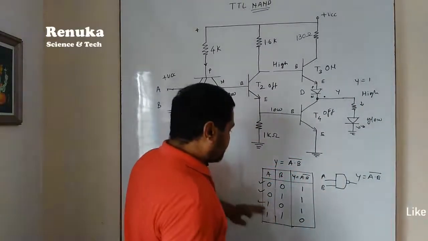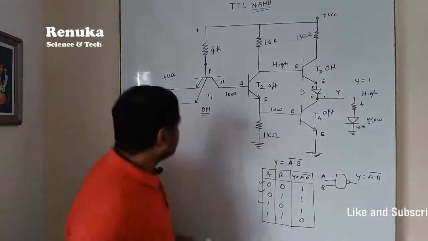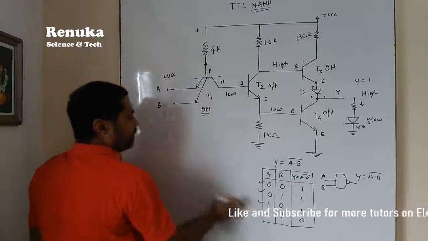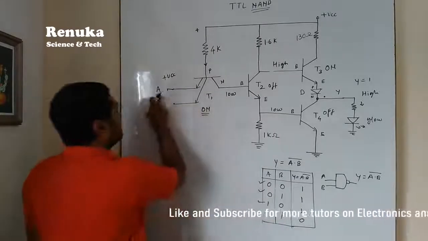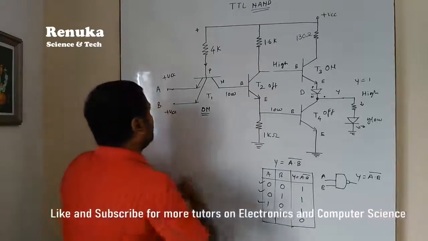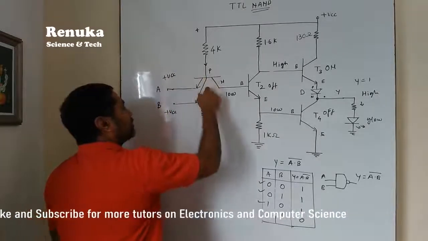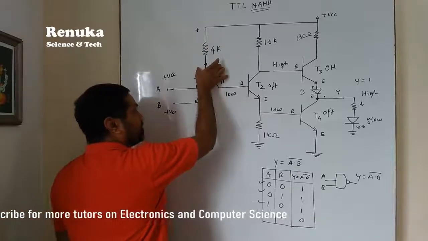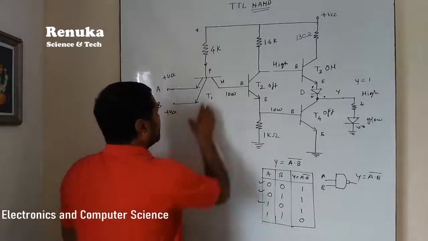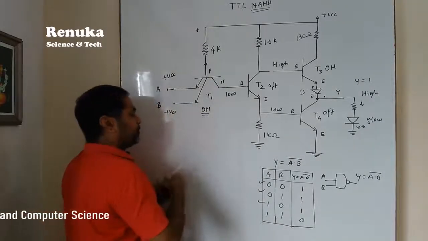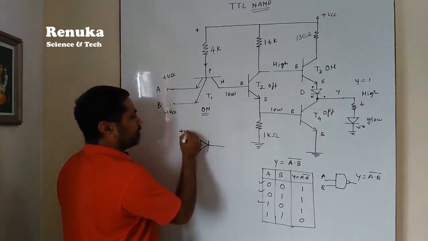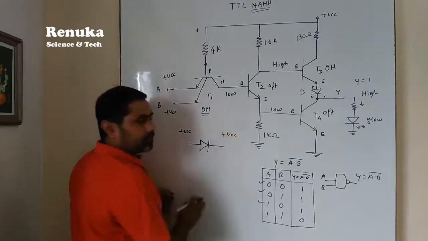Now for the last condition, let us see. In the last condition, both the inputs are connected to logic 1. That means A is connected to plus VCC and B is also connected to plus VCC. In this case, for both the diodes, their P type is connected to plus VCC and their N type is also connected to plus VCC.